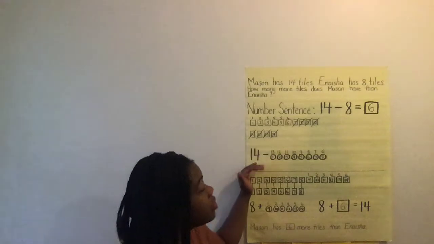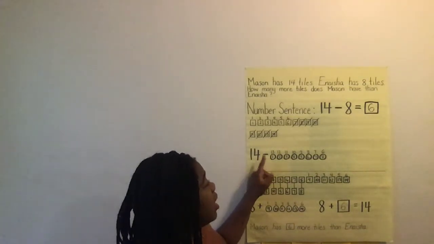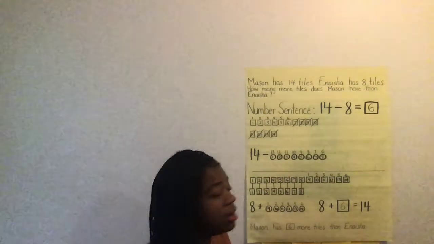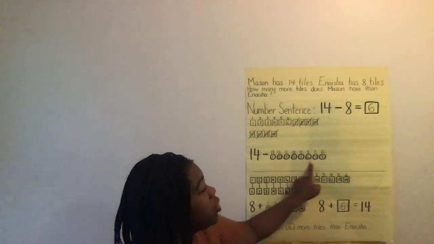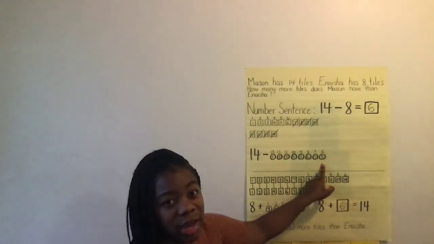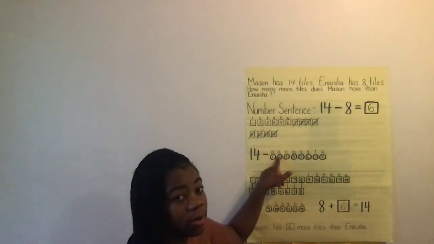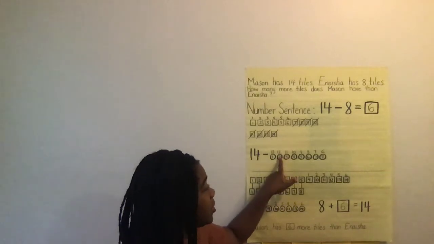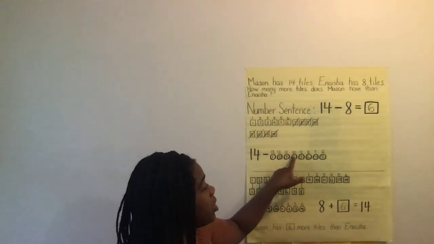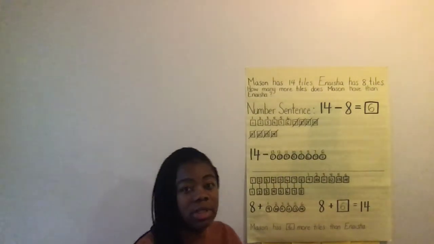Then you can also use the counting back strategy where you just write the number 14, put your minus sign, and then count back. You have to make sure that you make your 8 tiles or 8 circles first, to represent the 8 tiles that Enasia had. On top, when you count back, 14 comes before 13, 13 comes before 12, 12 comes before 11, 11 comes before 10, 10, 9, 8, 7, 6. We still get the same answer.